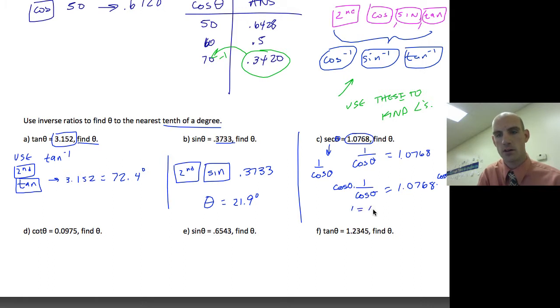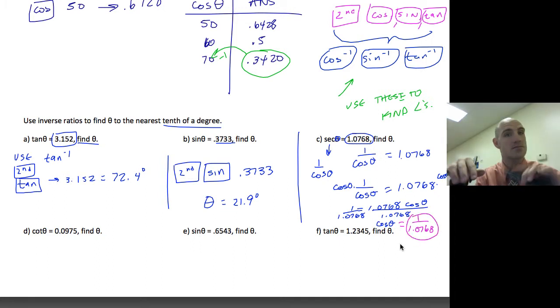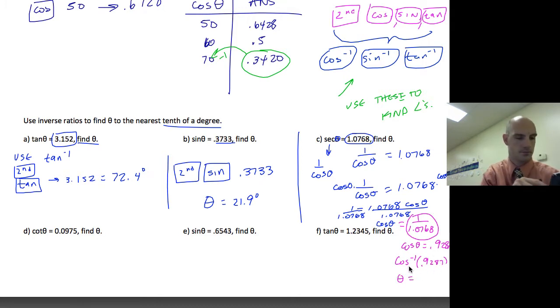I end up with 1 equals 1.0768 cosine theta. And if I divide by 1.0768, I'm running out of room here, I get cosine of theta, let me write in a different color, equals 1 divided by 1.0768. What does that mean? That means that is my decimal value. So 1 divided by 1.0768 is actually equal to 0.9287. And so I'm going to take the inverse value, or second cosine, of 0.9287. So theta equals 21.8 degrees. That last one's a little bit confusing, but I'd like for you to try this next one.